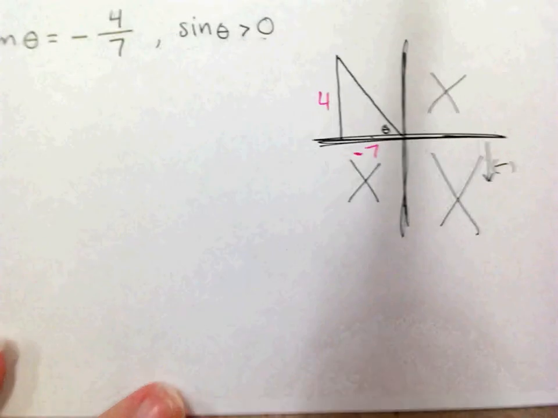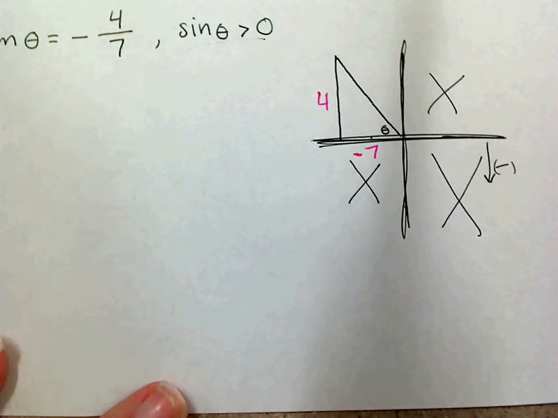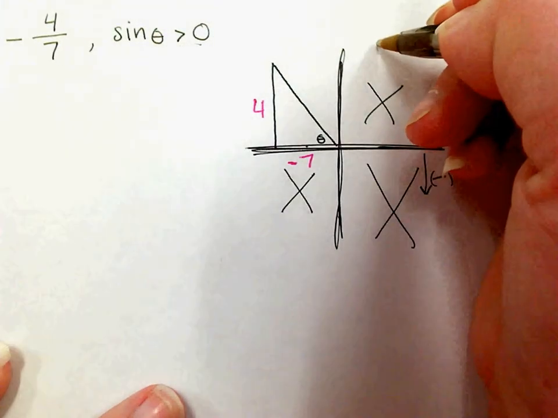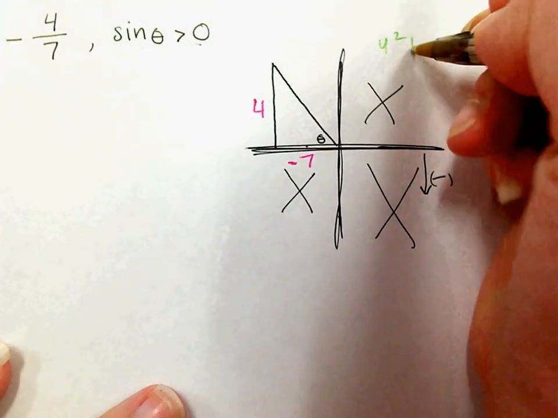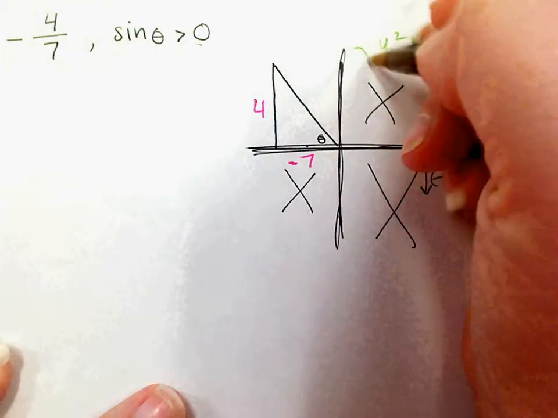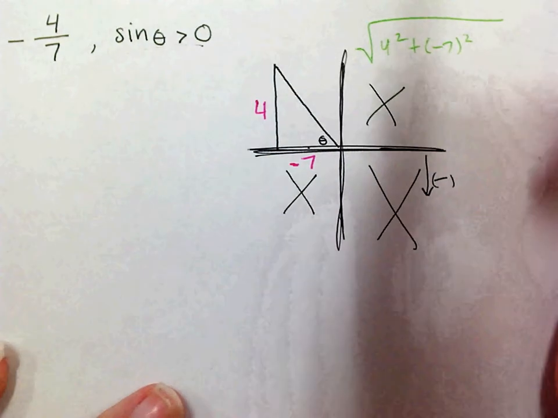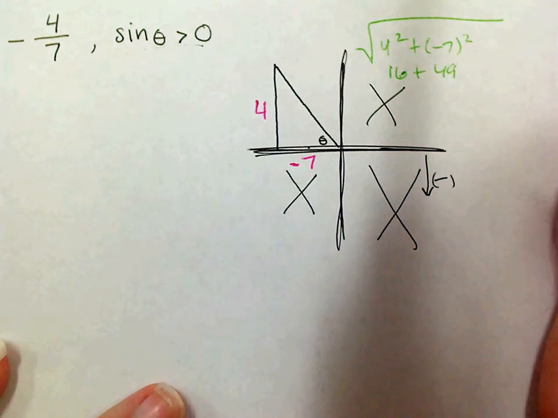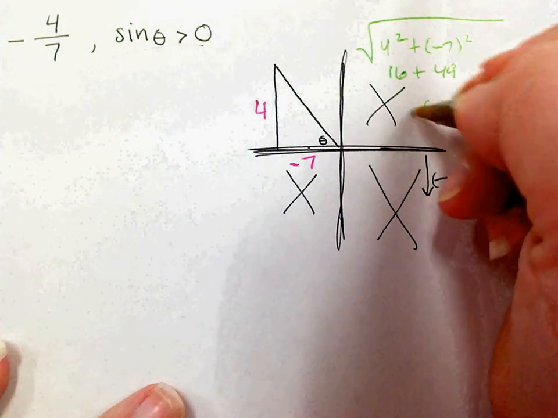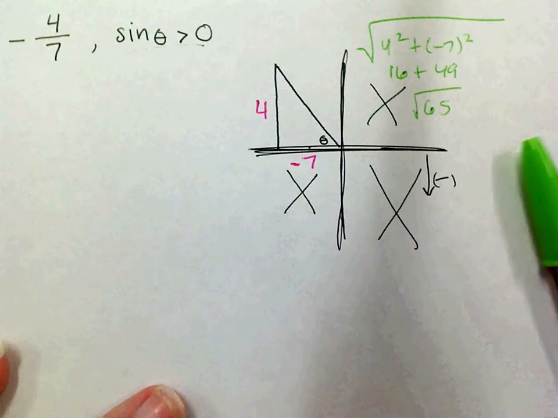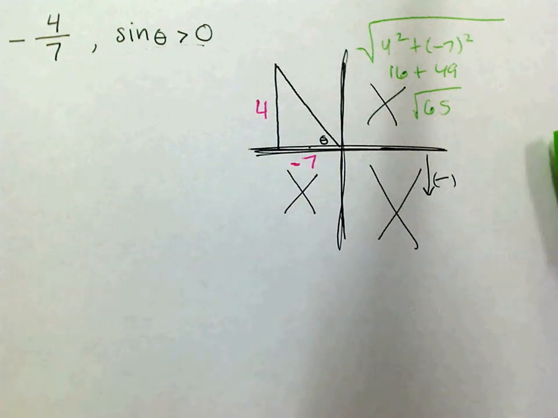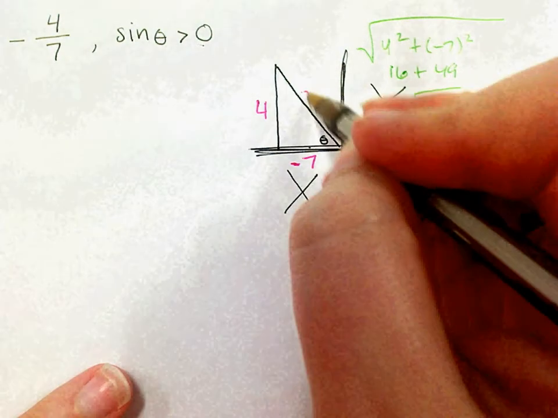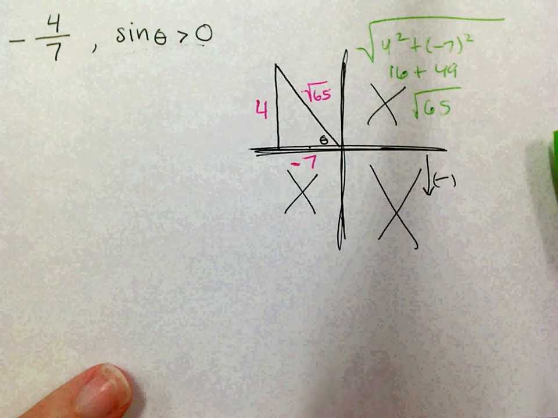How do I find it? Okay. The square root of 4 squared plus a negative 7 squared. So 16 plus 49. 65? Is there a perfect square that goes into 65? Well, shoot. That would have been more fun. Okay, so this is the square root of 65. Positive? Always positive? Okay.